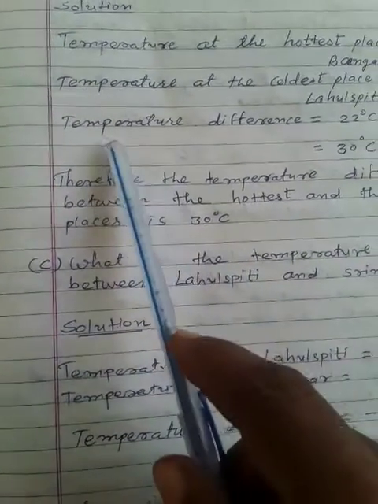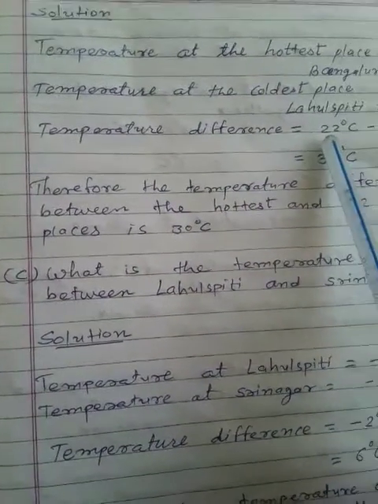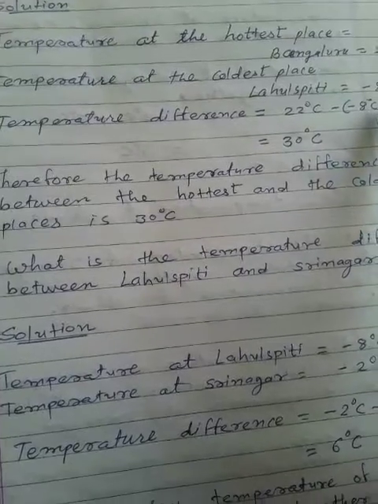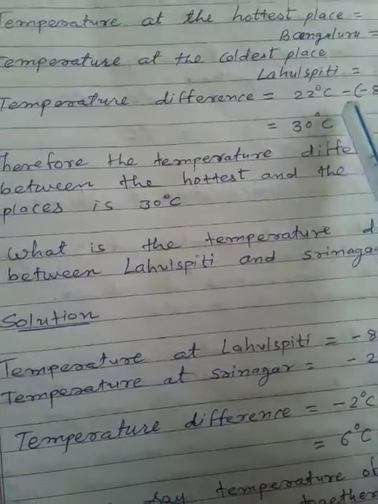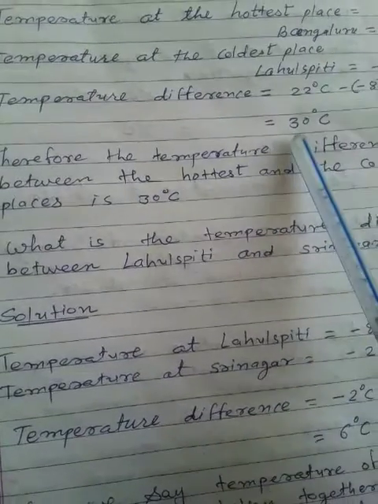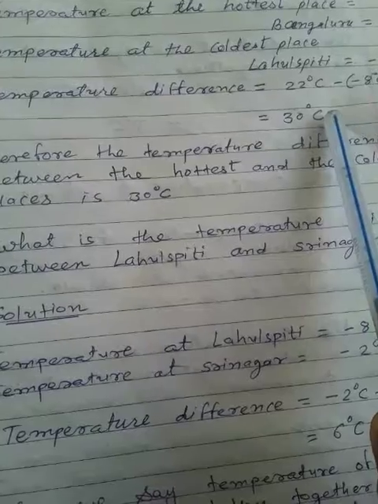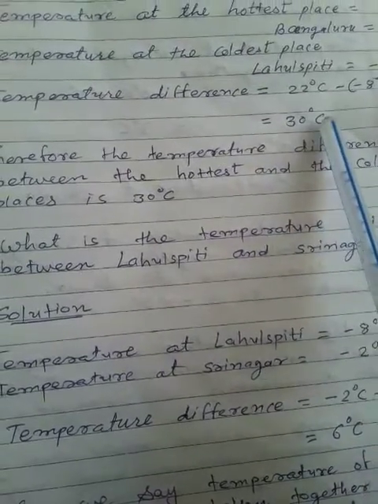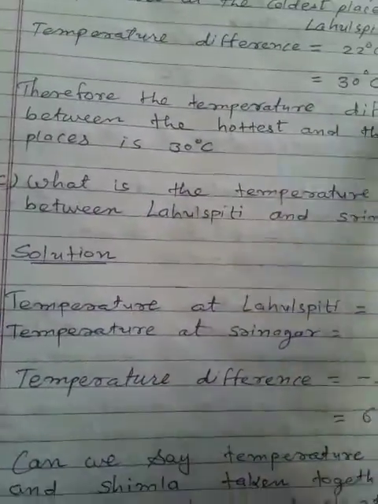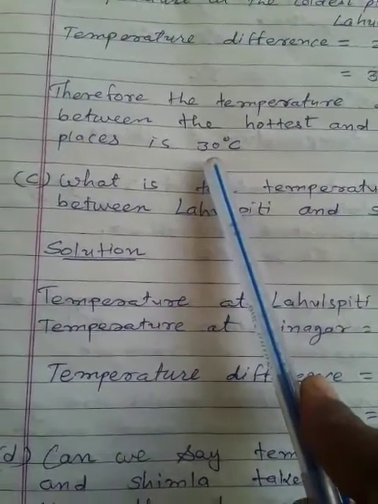Now the temperature difference is equal to 22 degrees Celsius minus (-8) degrees Celsius. Okay. Now minus minus becomes plus, so 22 plus 8 is equal to 30 degrees Celsius. So the difference is 30 degrees Celsius. Therefore, the temperature difference between the hottest and the coldest place is 30 degrees Celsius.